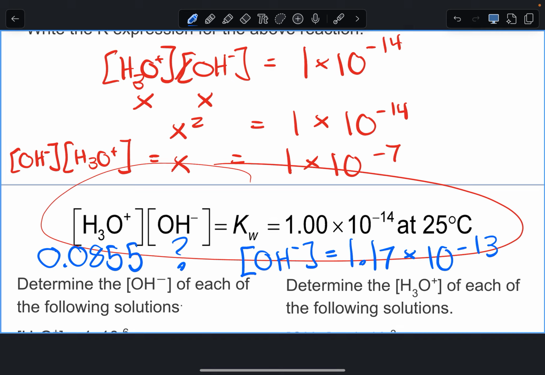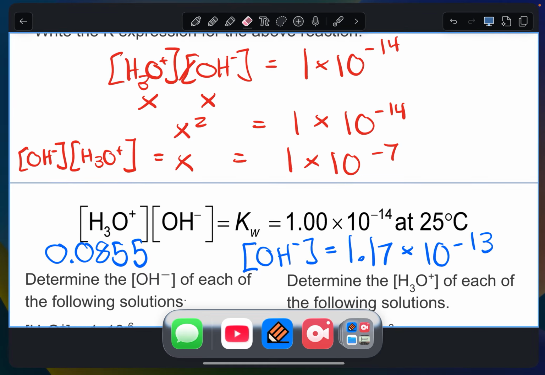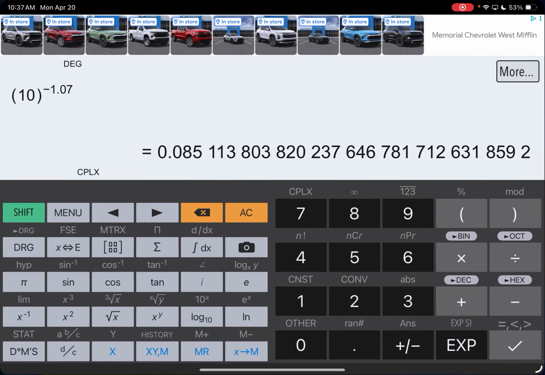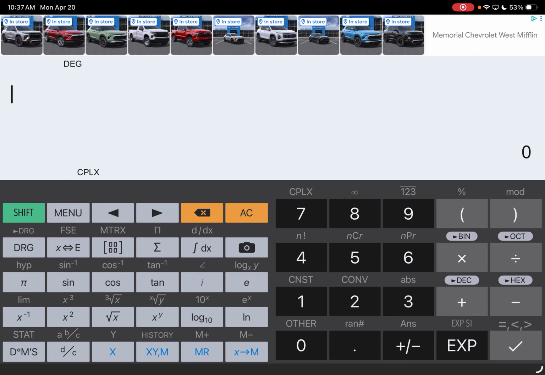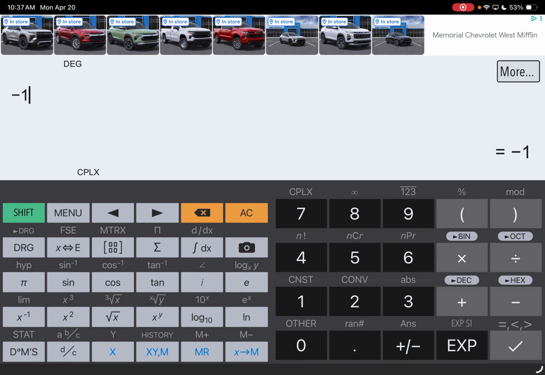Okay, so I'm going to take the negative log of that to give me the pH of this solution. So I'm going to do it up here so that you guys can see how I'm punching it in my calculator. Okay, so on mine, I just put negative, and I have to say 1. Most calculators, you don't have to put a 1. You just can say negative and hit the log button. Mine makes me do a 1. Then I hit the log button. Also, most calculators just say LOG. They don't say 10. It's log base 10 versus natural log.